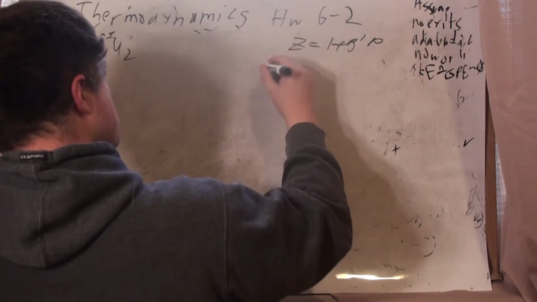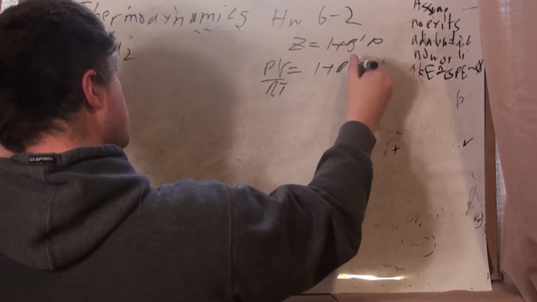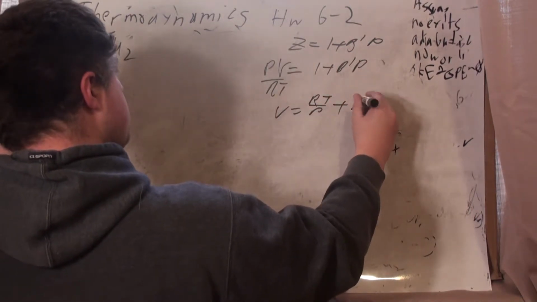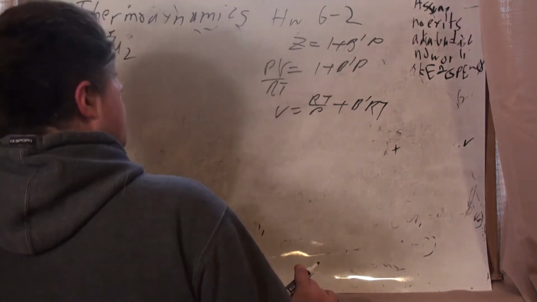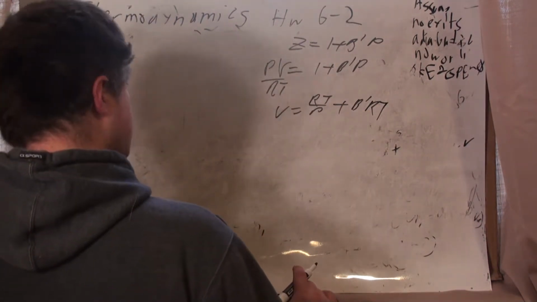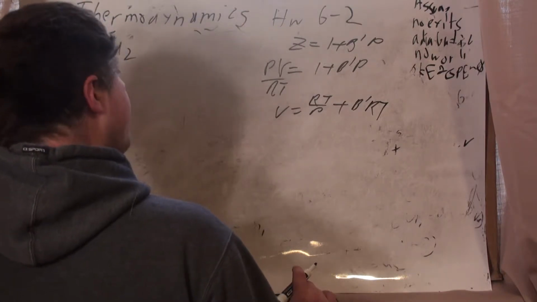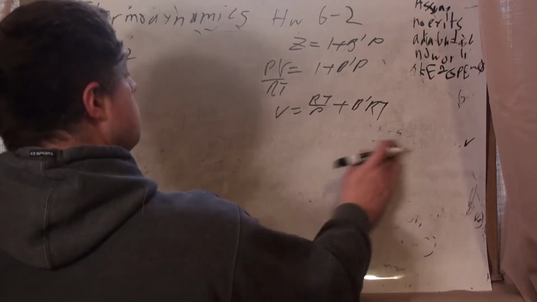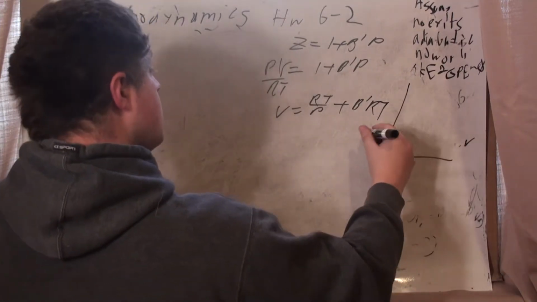And this is P over RT plus B prime P. And so V equals RT over P plus B prime RT. All right, that's pretty simple. And again, B is known, it's a constant.